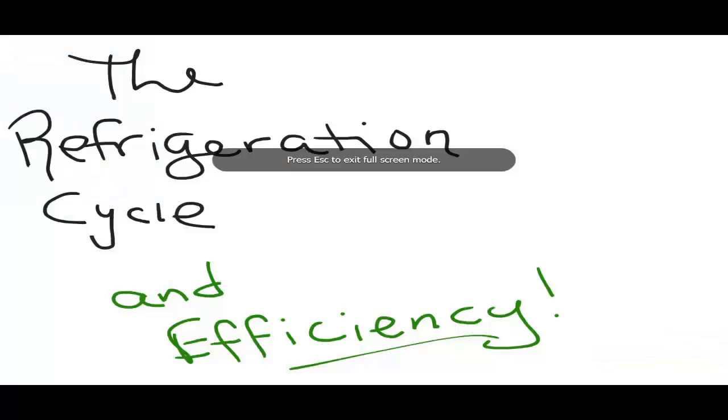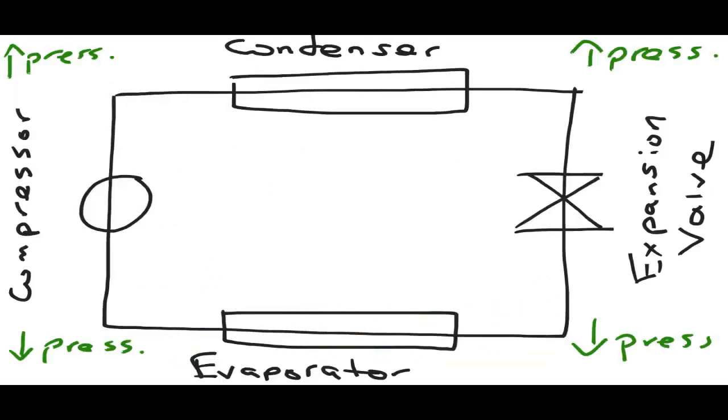Project, I will be giving a brief explanation of the refrigeration cycle and one way to calculate the efficiency of the system. A basic refrigeration system is made up of four main parts: the compressor, condenser, expansion valve, and evaporator.